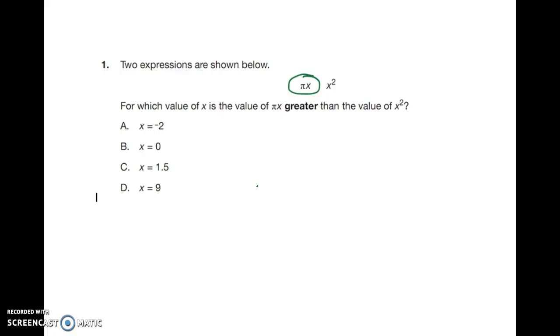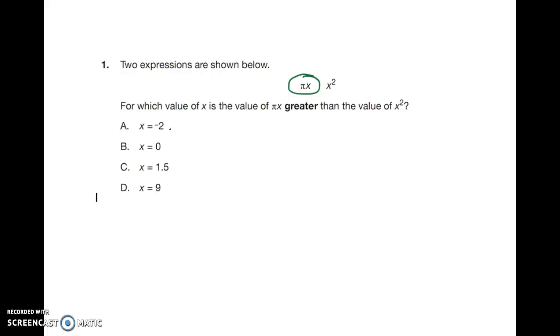Remember, pi is around what? 3.14. So we want to multiply something times 3.14 to get something bigger than x squared. Remember, squaring is multiplying by itself. If I multiply the -2 times pi, I get a negative number. In that case, it's smaller because x squared is a positive number. In case B, 0 times anything is 0, so in that case, both of those expressions would be the same.